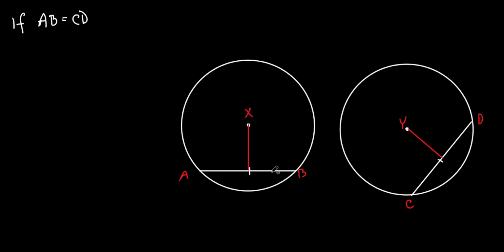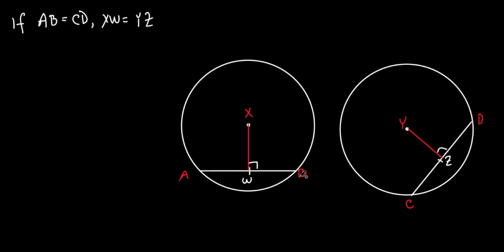I guess we need some other letters here too, don't we? I don't know. What do you want to use? W and Z. All right. So if AB is equal to CD, the distance means they're perpendicular. Agreed? All right. So if those two chords are equal, then the distance to the center is equal, which means XW is going to equal what? YZ. You okay with that?